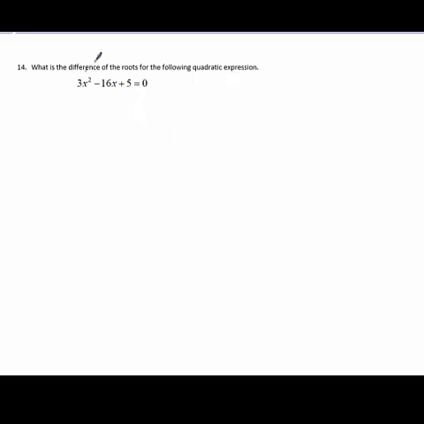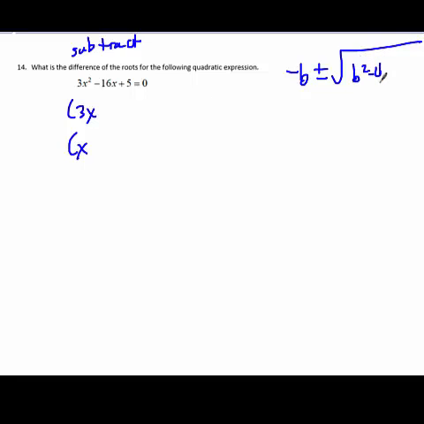All right, here I'm looking for what is the difference of the roots. So we know we are subtracting the roots. In order to find the roots, we've got to either factor it out, or we could use the quadratic formula, whichever one you want. So quadratic formula: negative b plus or minus the square root of b squared minus 4ac, all over 2a. So we could use that if we wanted to.